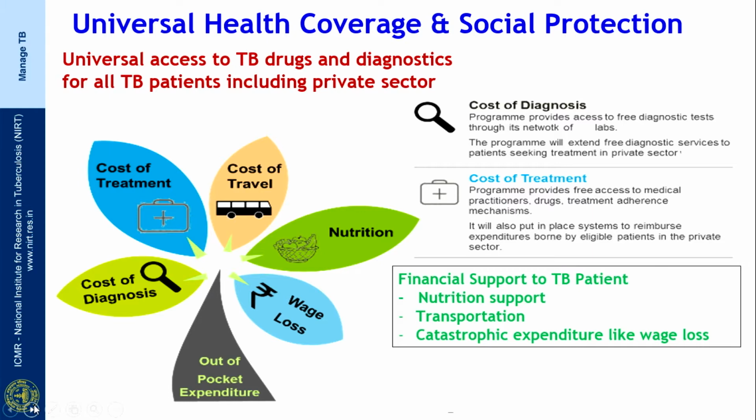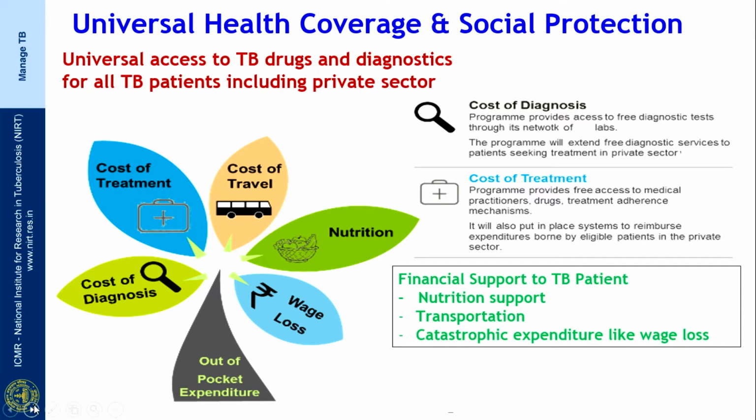Then what are the different financial supports to the TB patient? The program started the Nikshay Poshan Yojana in 2018, in which the patient is given rupees 500 per month as long as the treatment is ongoing. Then the program also provides transportation cost. For example, if the patient is from a tribal area, rupees 700 is given as a one time travel cost, so that adherence and compliance can be improved.